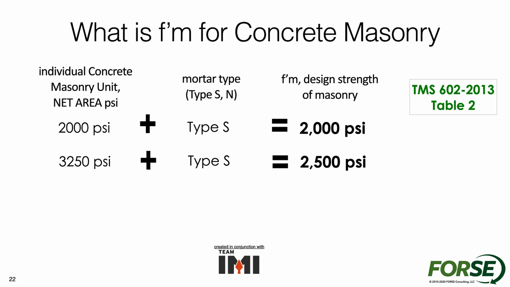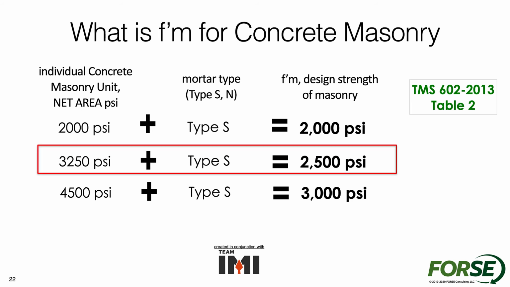Here you can see the 3250 psi block with the Type S mortar would give us the 2500 psi design strength. And then all the way down to 4500 psi for the block with Type S mortar giving us the 3000 psi. I highlight the middle row because I find that to be a very typical value that could be used throughout the country.